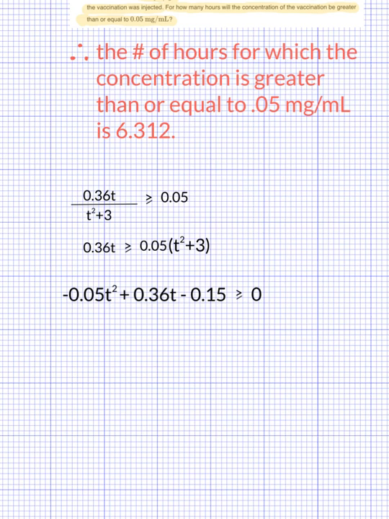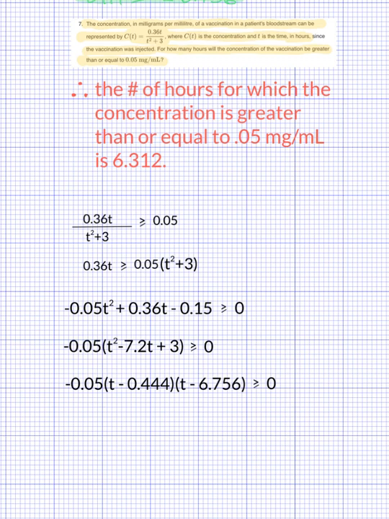Now we can factor this. So I always like to take out the leading coefficient, and this t squared minus 7.2t plus 3 isn't easily factorable, but we've already done it above, and we know that it is. Right, negative 0.05 times t minus 0.444 approximately, and t minus 6.756 approximately greater or equal to 0. All right, now we can graph this one.